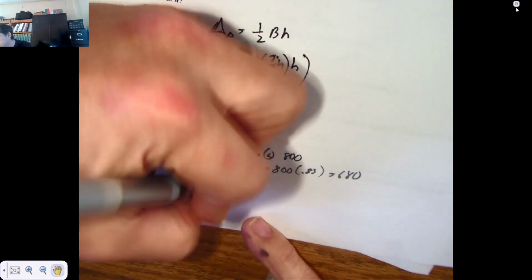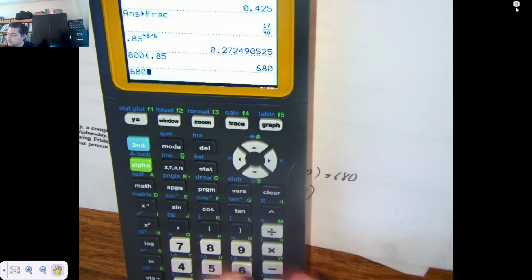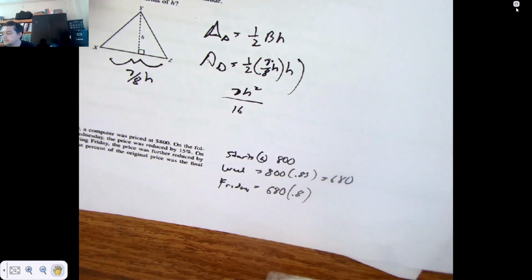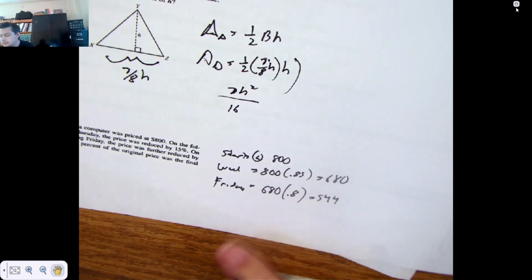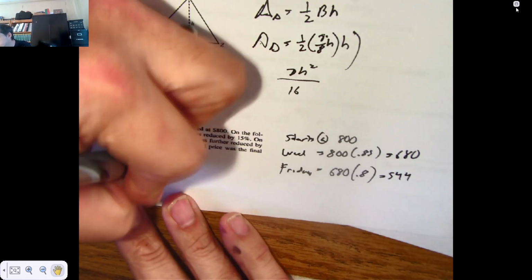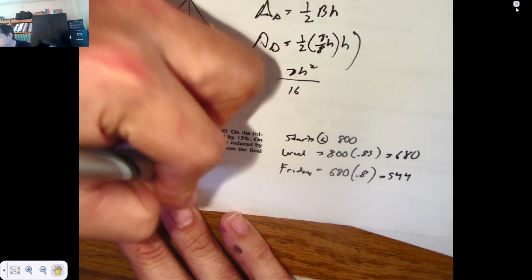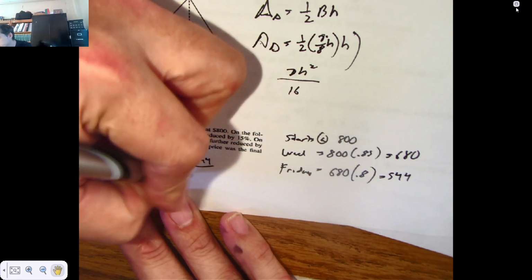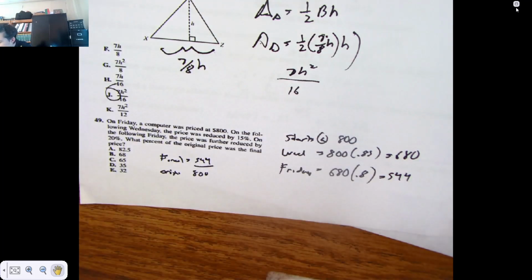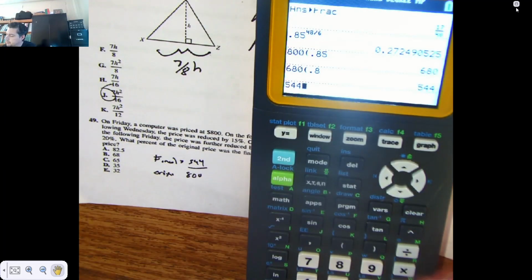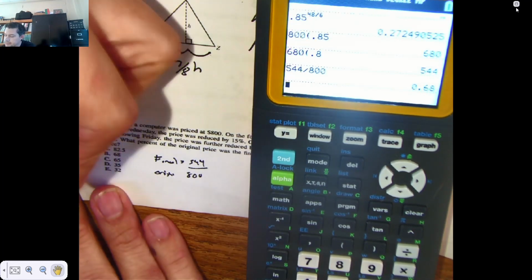And then it says Friday we reduced it again. We reduced it by 20%. So it's going to be 80% of the 680. And I know there's other ways of doing this. They'll just take longer. It's $544. What percent of the original price was the final price? Interesting. So the final is 544 and the original is 800. It's an interesting way of doing it, but whatever. 544 over 800, 0.68, 68%.